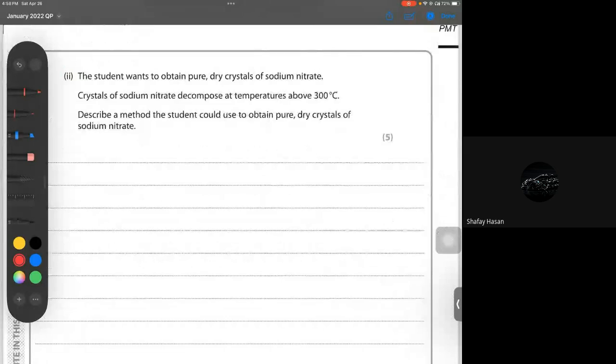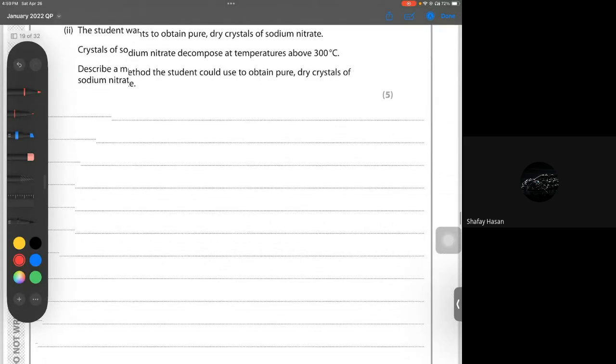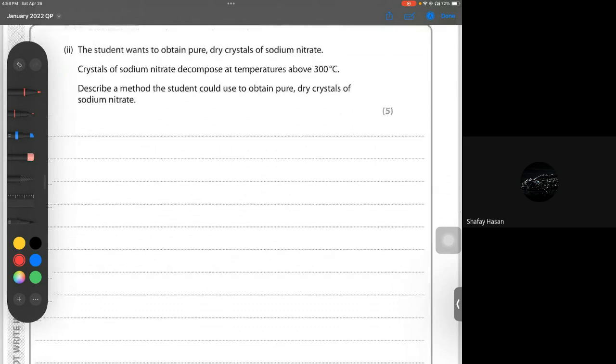The student wants to obtain pure dry crystals of sodium nitrate. Crystals of sodium nitrate decompose at temperatures above 300 degrees Celsius. Describe a method the student could use to obtain pure and dry crystals of sodium nitrate. Okay, this is of 5 marks.